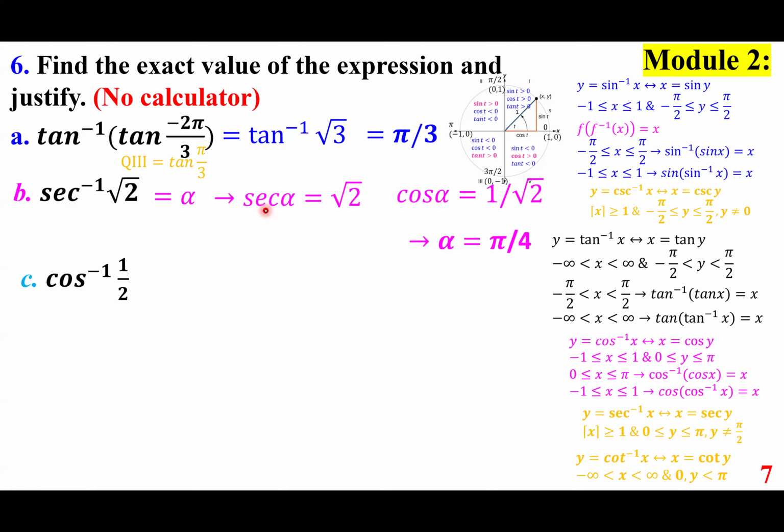What about cosine inverse? Again, the same thing. Let's set it equal to something, for example, theta. By definition, cosine theta becomes 1/2, and it's a common arc. Theta is pi over 3.